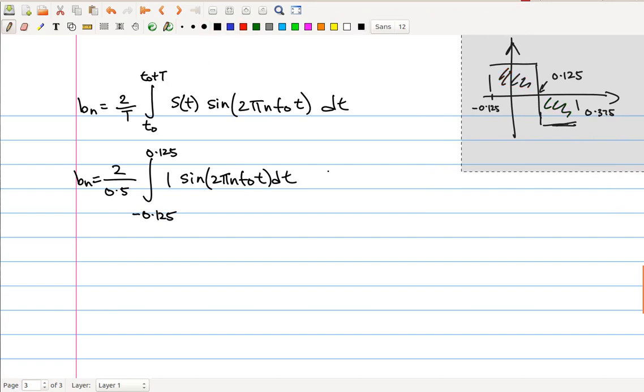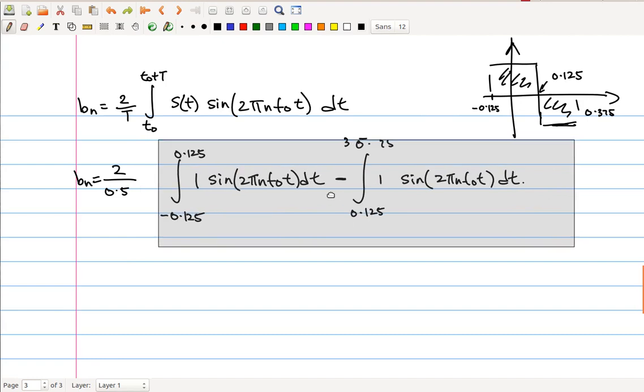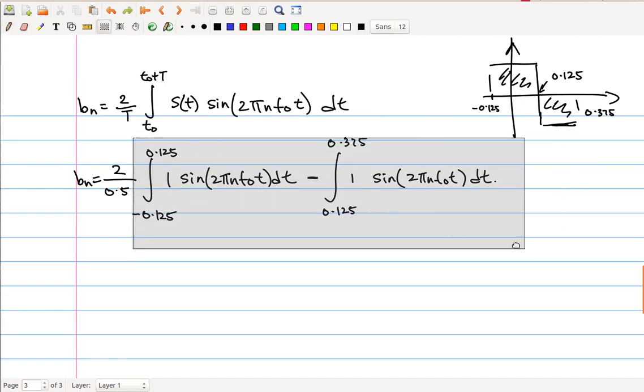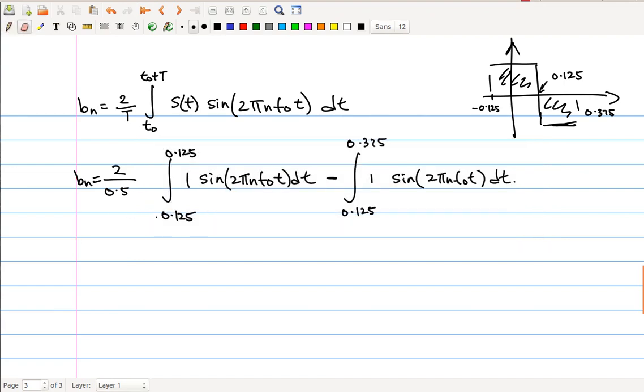Keep going. Okay, so that's going to be, I'll put the minus because this is an amplitude of negative 1. Integral between 0.125 to 0.375. Okay, so that's the negative 1 accounted for. Sine 2 pi n f naught t dt. Okay, and again, that coefficient really should envelop the whole thing. Oh, it didn't work. Okay, so I'll put the brackets around that. Okay, very good.